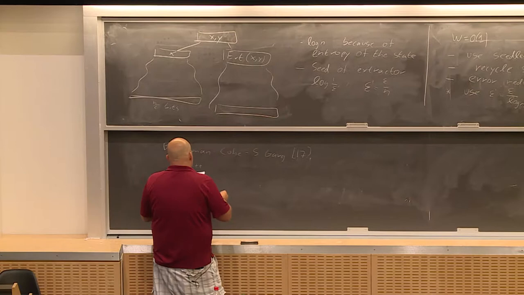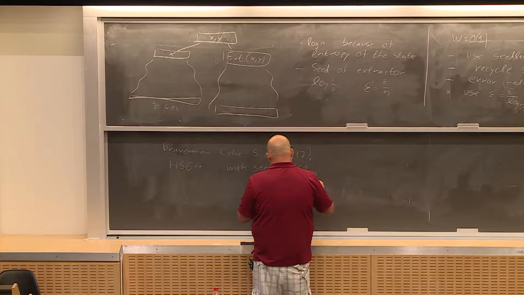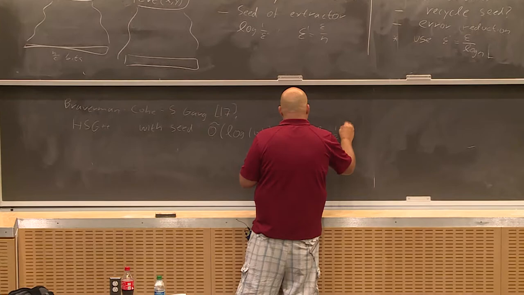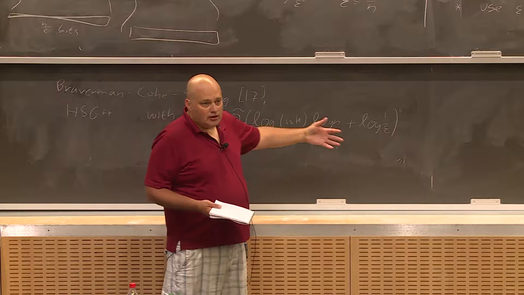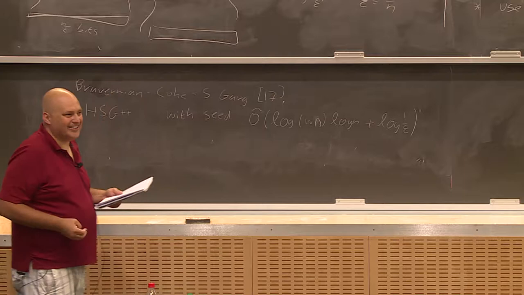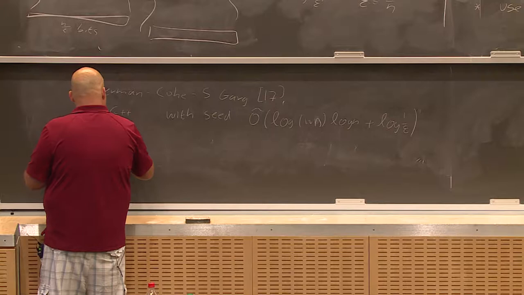With seed length O tilde of log w k log n plus log 1 over epsilon. So the dependence on n and the width doesn't really improve. The dependence on log 1 over epsilon, up to this O tilde, is much better. What's k? k is my version of n. Thank you. And there is another result, a follow-up by Hoza and Zuckerman.